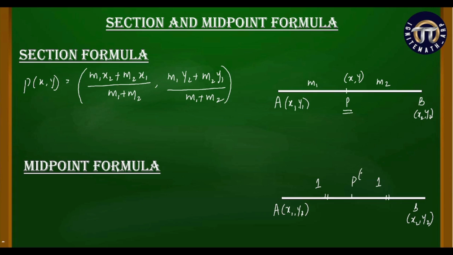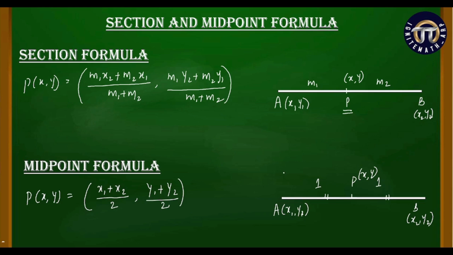So if I am taking the coordinates of P as x, y, by midpoint formula, P (x, y) is equal to ((x1 + x2) / 2, (y1 + y2) / 2). So what's the difference between the section formula and midpoint formula? Here P is dividing AB in a particular ratio. Here we know that P is a midpoint of AB. That's why m1 and m2 we have taken as 1:1.